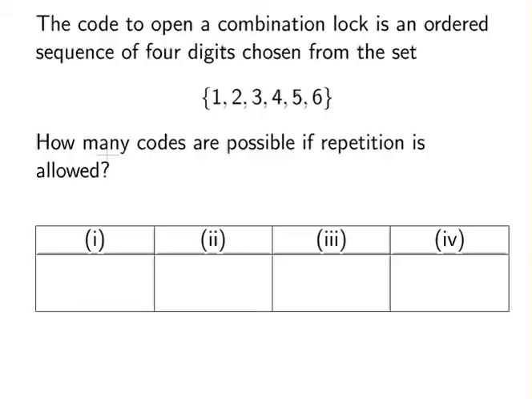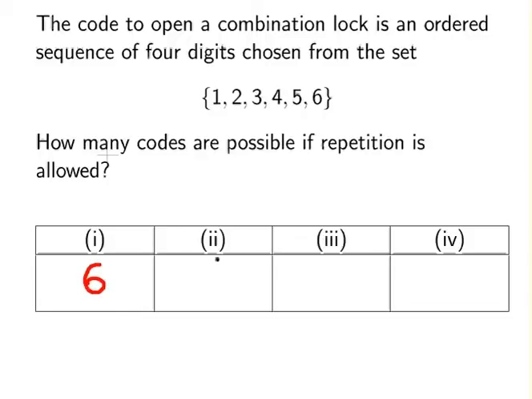I've set up a little box here just to indicate the amount of options we have for each selection. We have to pick four digits, so that is why we have four columns here. I'm using Roman numerals instead of the conventional ones, just to indicate that this is the first option. So we have six options to choose from here for the first digit: 1, 2, 3, 4, 5, and 6.